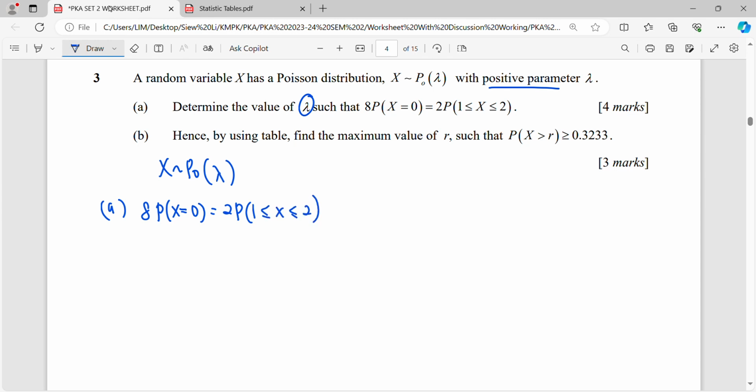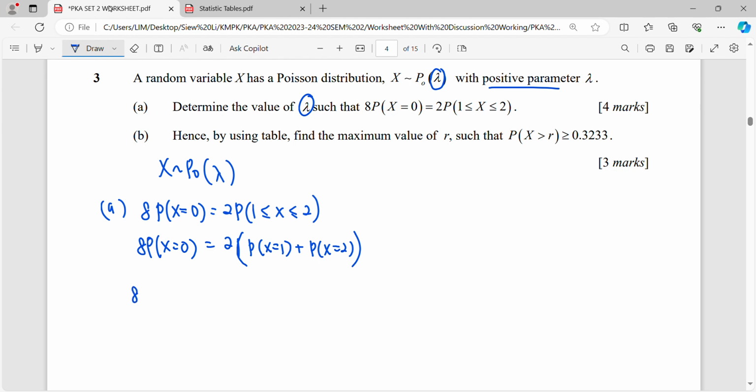So can you use the table? Cannot, because we don't know lambda. We have to figure out the lambda first. So when you're doing Poisson, the table cannot be used, which means the only way is using the formula. P(X equals 0) can be calculated directly, but for this interval, you need to figure it out. In between 1 and 2 means P(X equals 1) plus P(X equals 2). Only then start using your formula, because the formula only calculates for X equal to a value.